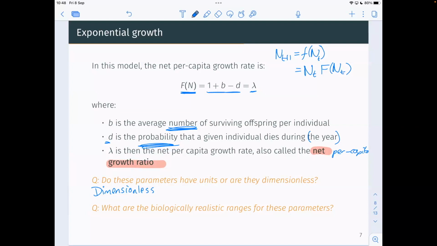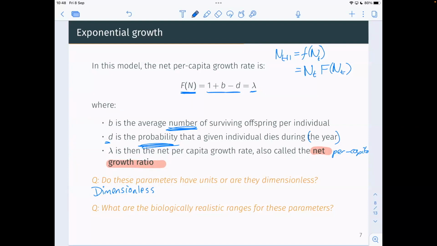They would need to be the average number of surviving offspring per individual, per unit time, but it's the time we've factored out essentially. So in a continuous time model, they can be rates. In discrete time, usually they are just going to be dimensionless.